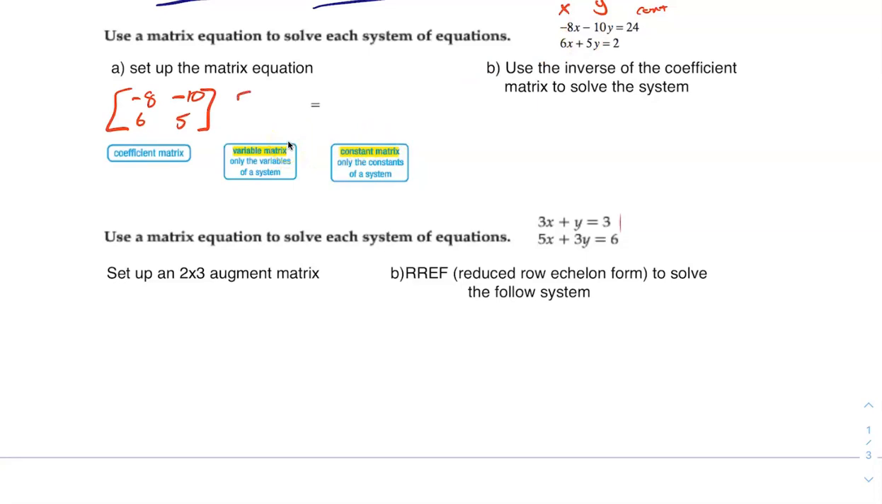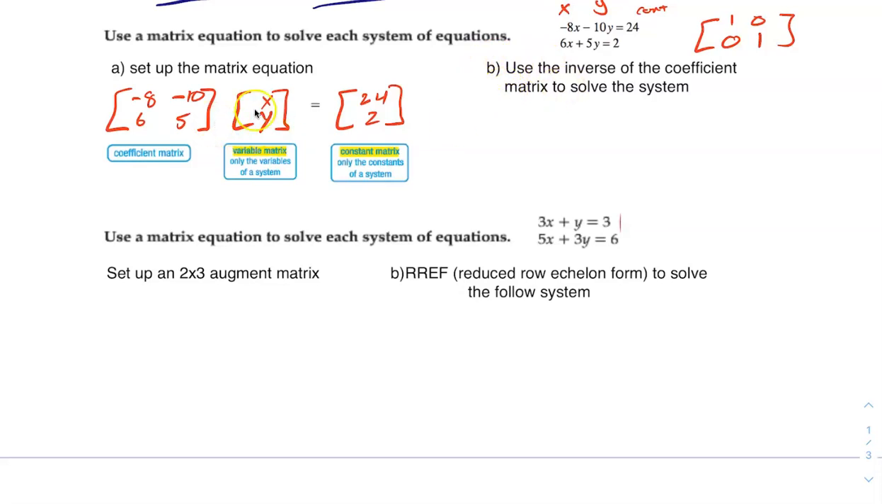Then we have the variable matrix. All that means is we're going to put a little matrix with our variables. Now, does X or Y go on top? It's all about the identity matrix. Look at the identity matrix. On top, look what column that is. That's the X column. So top's going to be the X. And on the bottom, it's the Y column. So the bottom's going to be Y. Now we need the constant matrix. So what are our constants? 24 and 2. Just like that.